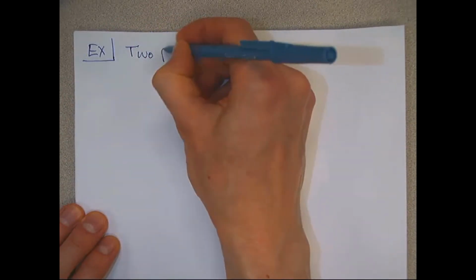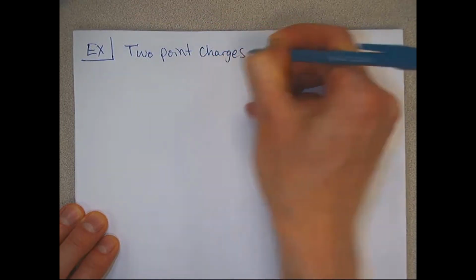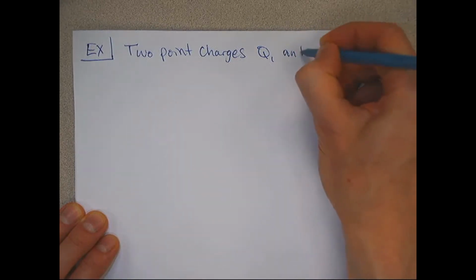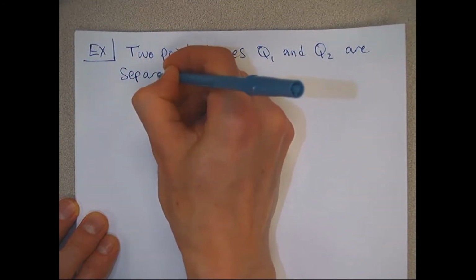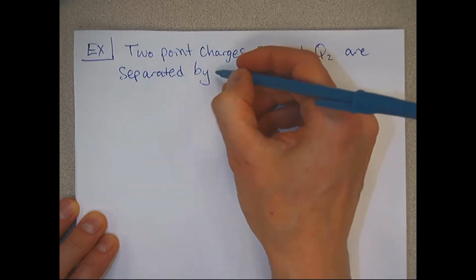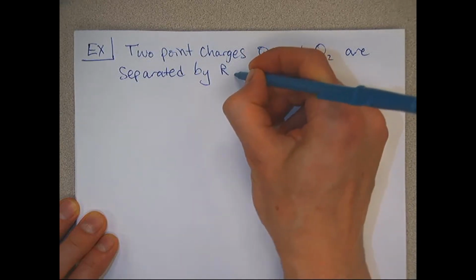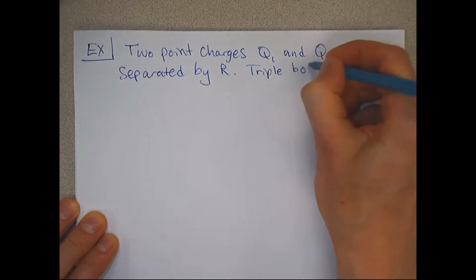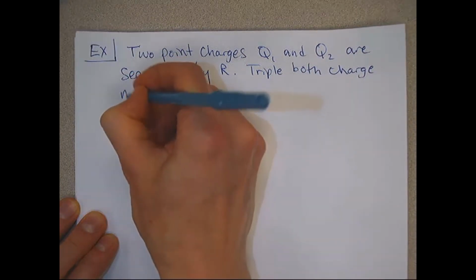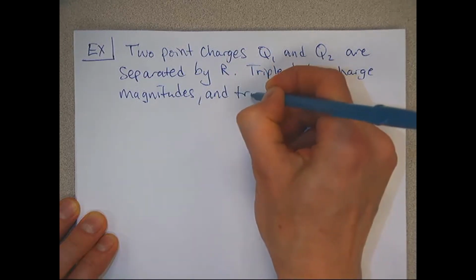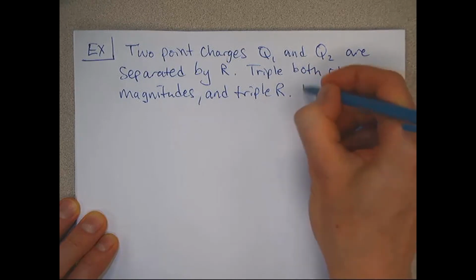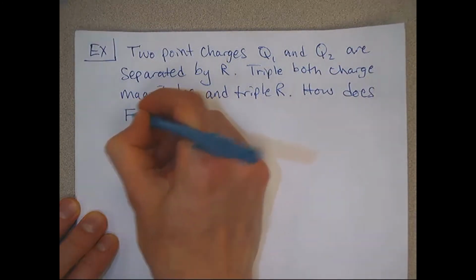As a final example, I will look at the case where 2 point charges, call them capital Q's now, Q1 and Q2, are separated by a distance capital R. If we triple both charge magnitudes, and triple the distance between them, how does the Coulomb force change?